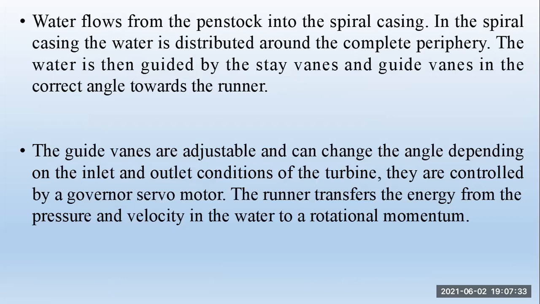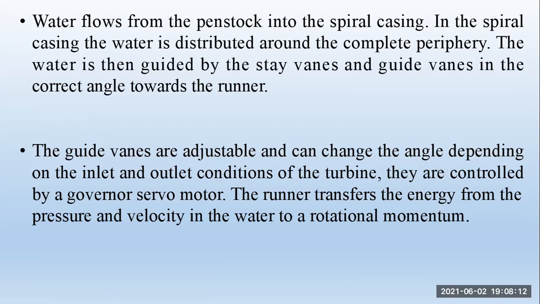Water flows from the penstock into the spiral casing. In the spiral casing, the water is distributed around the complete periphery. The water is then guided by the stay vanes and guide vanes at the correct angle towards the runner. The guide vanes are adjustable and can change the angle depending on the inlet and outlet conditions of the turbine. They are controlled by the governor servo motor.